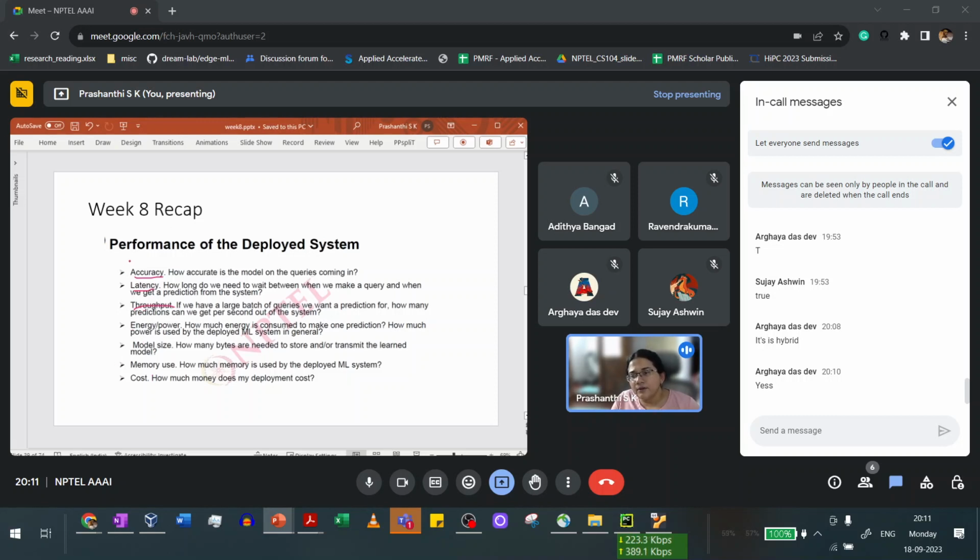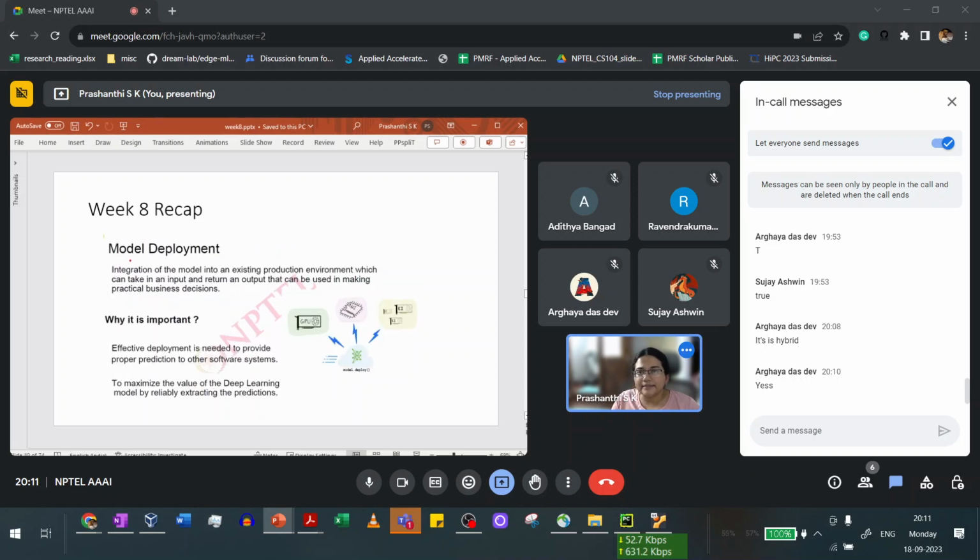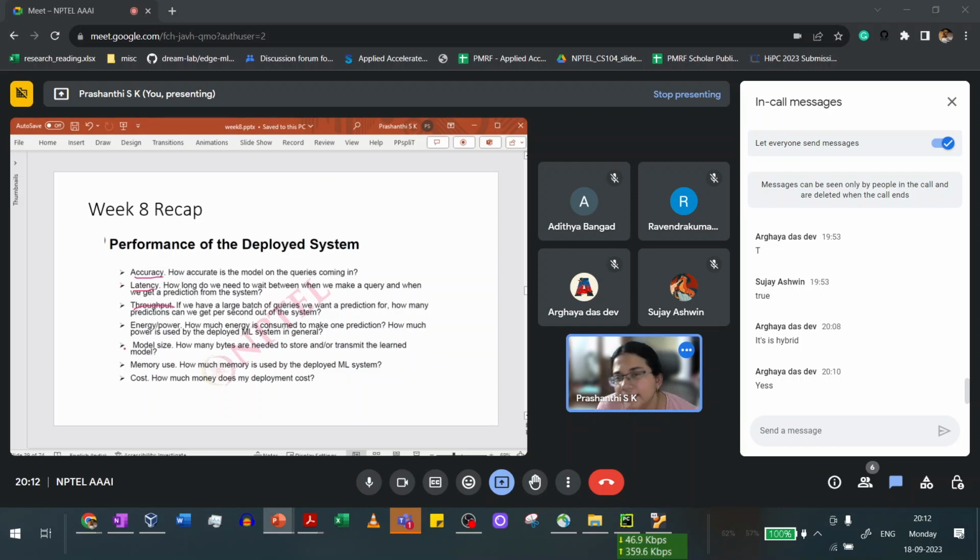But in general, all of these are performance metrics. Okay, so deployment is basically integrating it into an existing production environment, which takes an input and returns the output. Why is this important? You need to effectively deploy it. Only then can you get proper prediction. When we say proper, again we are referring to some of these metrics.